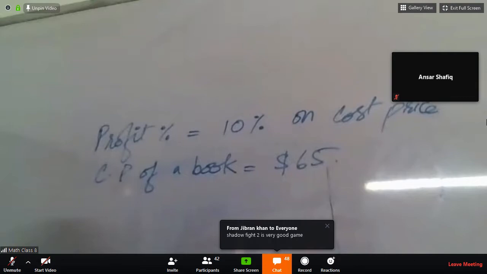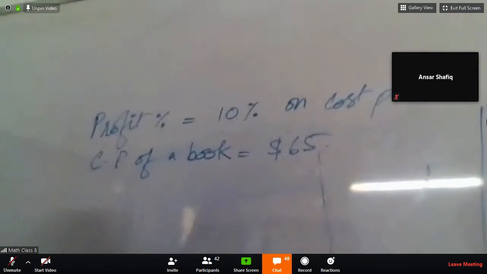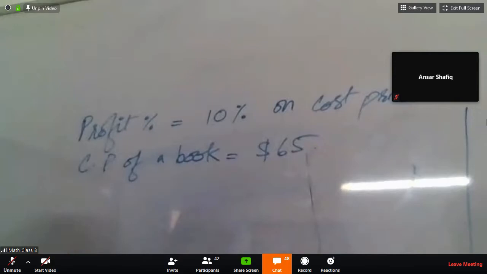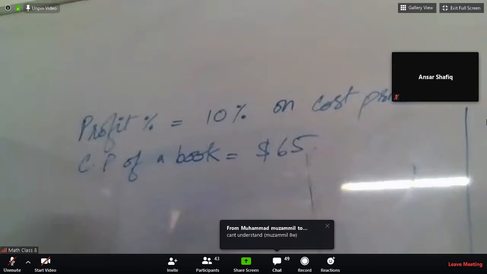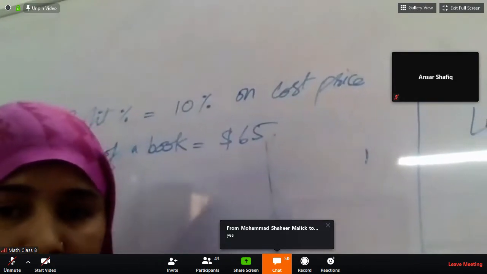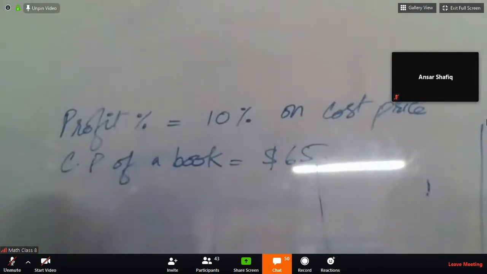There are two ways to find out the selling price. One is the formula method. That means you need to apply the formula of profit percent. And the other is the ratio method: new value ratio original value equals new percentage ratio original percentage. So now I'm solving it first by the ratio method and then by the formula method.